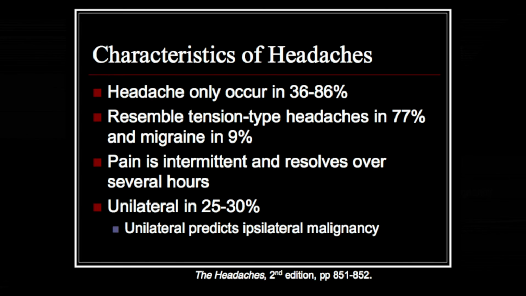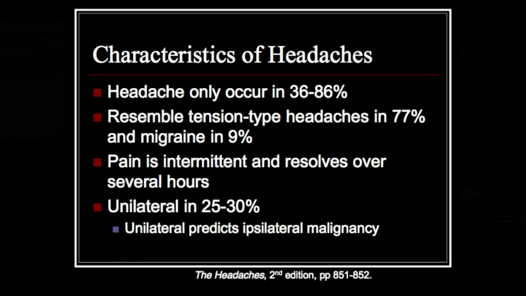What's interesting about brain tumor headaches is that a lot of the things that you were told about brain tumors in medical school are just frankly not true. Headache only occurs in about 36 to 86% of patients. So there are many patients that have a brain tumor that don't have headaches at all. They resemble tension-type headaches most of the time. They also resemble migraine headaches as well. The pain can be intermittent and often resolves over several hours. It's unilateral in 25 to 30%, and if it's unilateral, it does predict an ipsilateral malignancy.